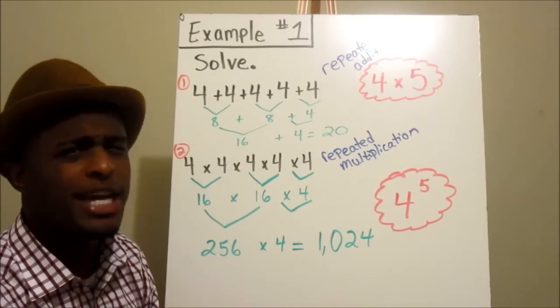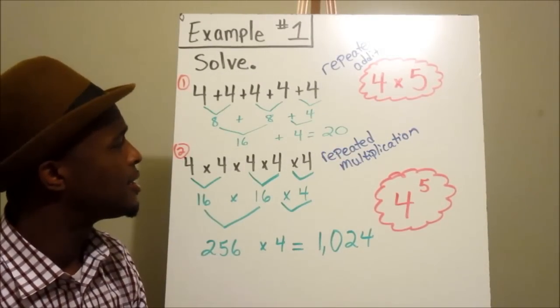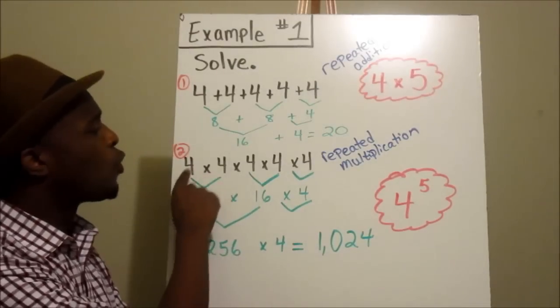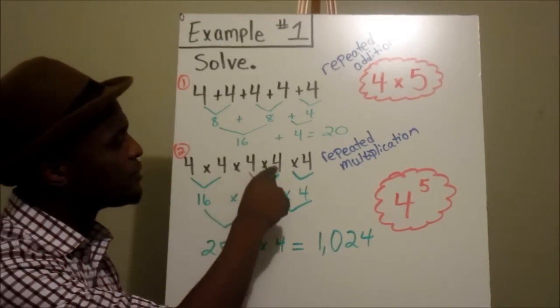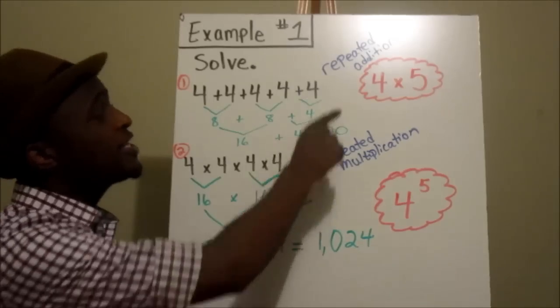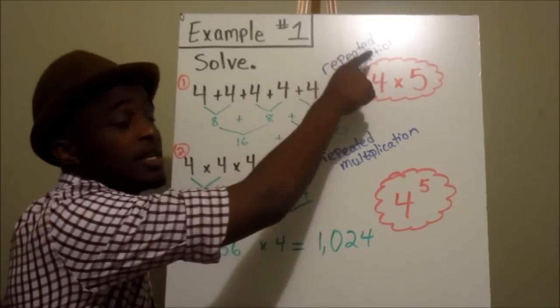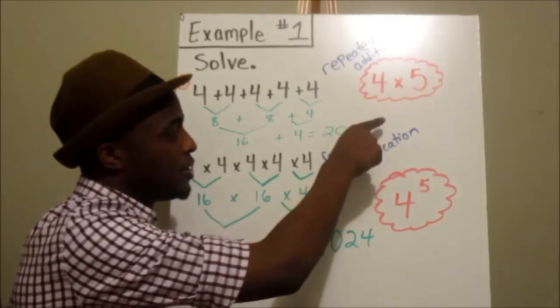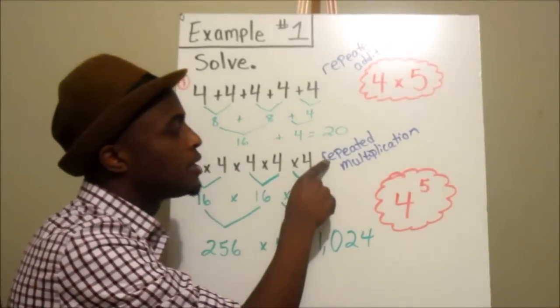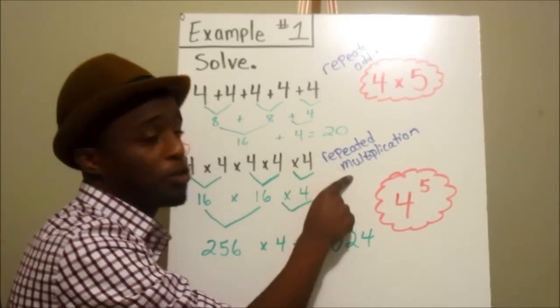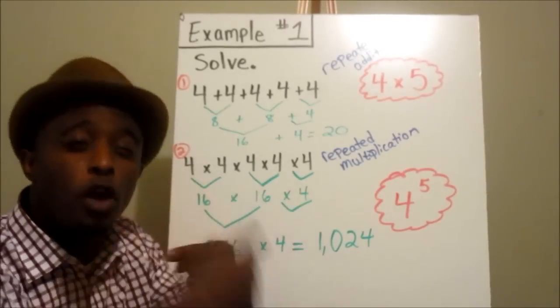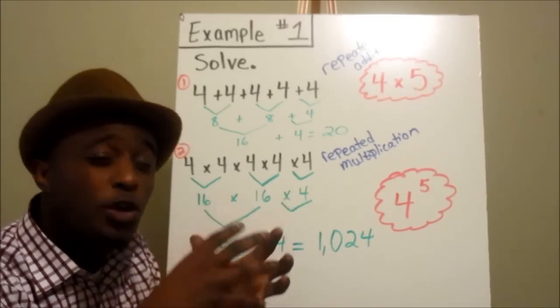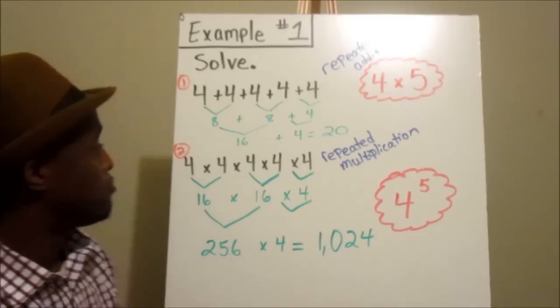Now let's look at the second expression. 4 times 4 times 4 times 4 times 4. This is not repeated addition, so it's not just multiplication. This is repeated multiplication. So we're multiplying 4 over and over again, and we're going to get a much bigger number.